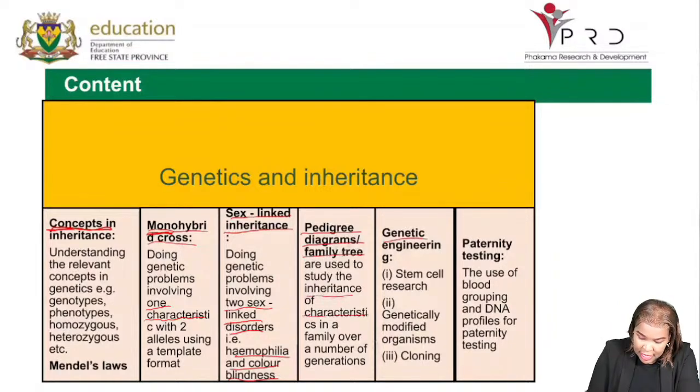And then genetic engineering, the stem cell research, genetically modified organisms, and cloning. So here you must have received activities that are extract based. You have information that you have to study and answer on this topic, right? And then paternity testing, the use of blood grouping and DNA profiles for paternity testing. So how do we use blood groups to prove paternity, and how do we also use DNA profiles to prove paternity? I hope you do know those.